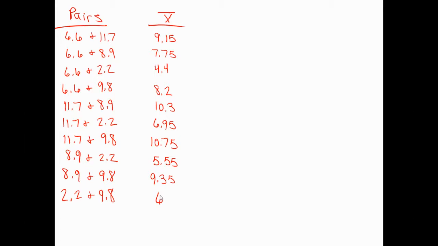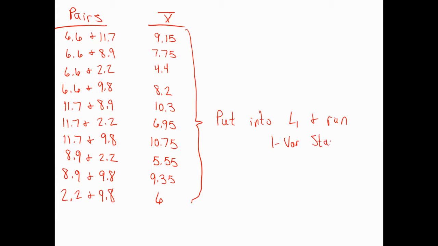Okay, so now I want us to take these sample means, all 10 of them, delete the 5 that you have in L1, put just your sample means into L1, and run one variable stats.